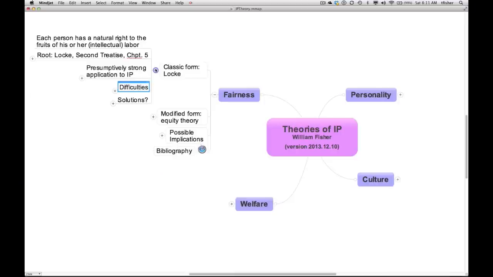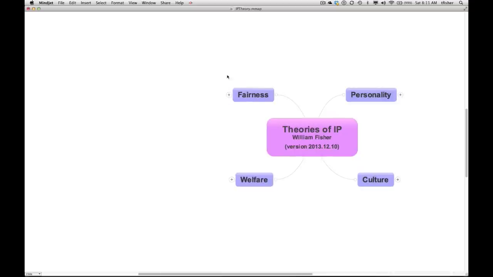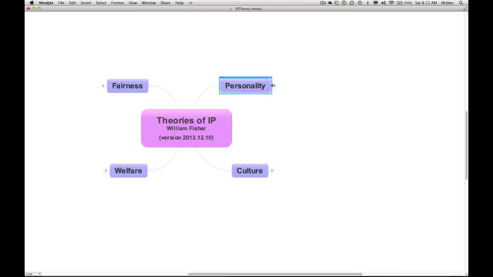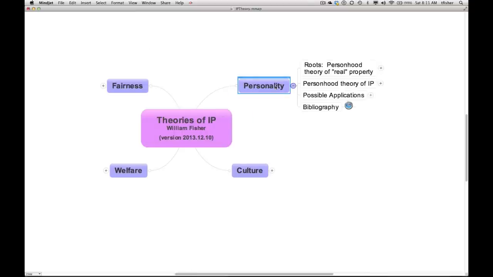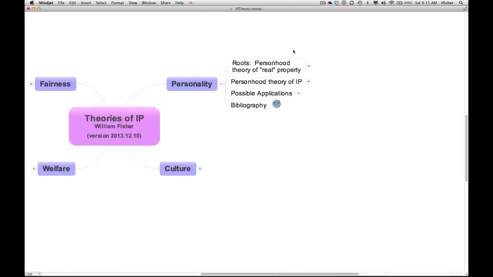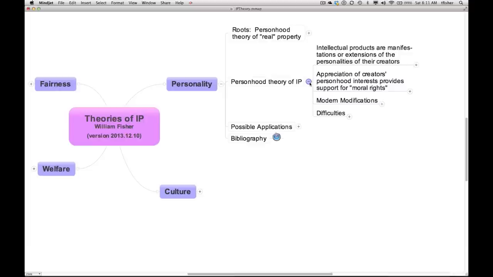The second of the four main approaches, also considered in the second lecture, is the personality or personhood theory. Its premise is that law should provide people, especially but not exclusively artists, property rights over objects or intangibles that they need in order to fully realize their selves. This argument is grounded in the writings of Kant and Hegel.